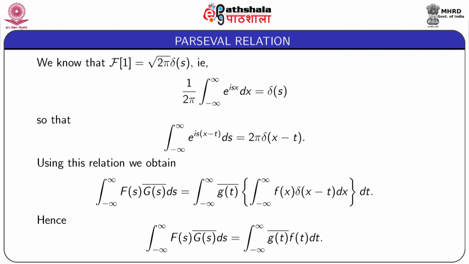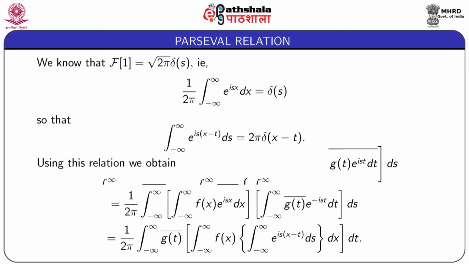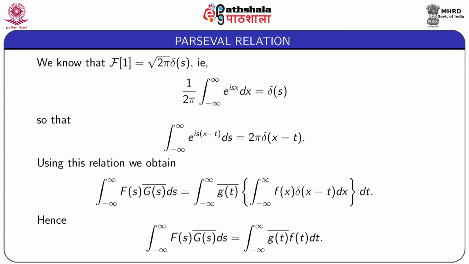Now, we consider the innermost integral, that is the s integral. If we consider this result, we can write integral of F(s) G bar(s) ds is equal to integral of small g bar(t) integral minus infinity to plus infinity small f(x) delta(x minus t) dx dt. That means the innermost integral here is delta(x minus t), and we have substituted that here.